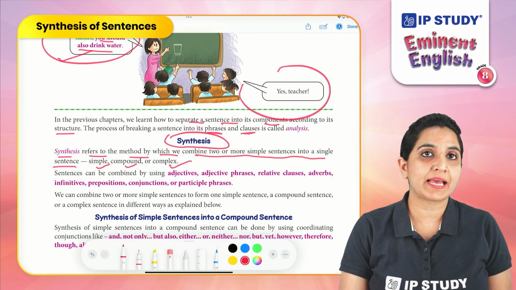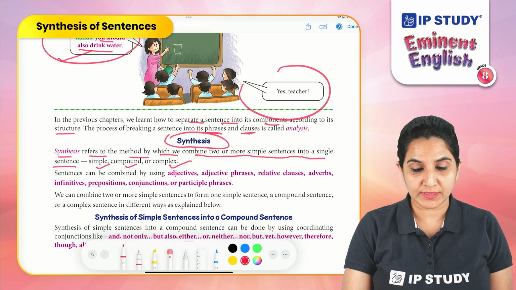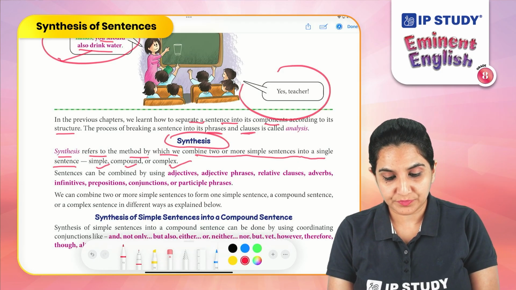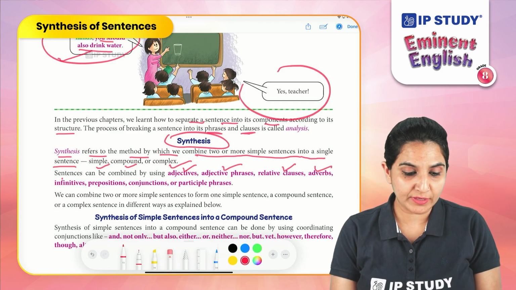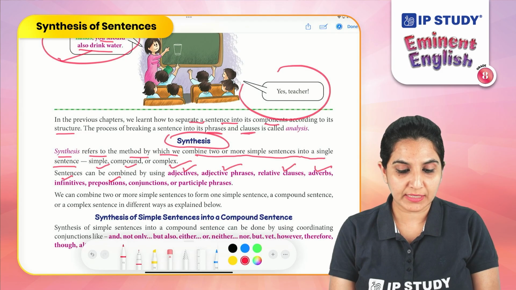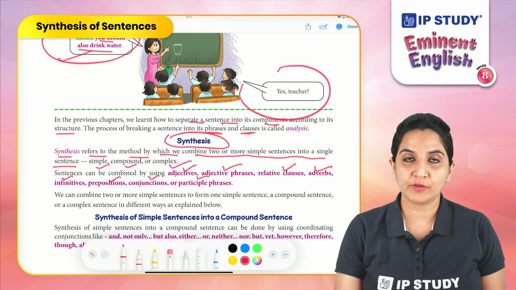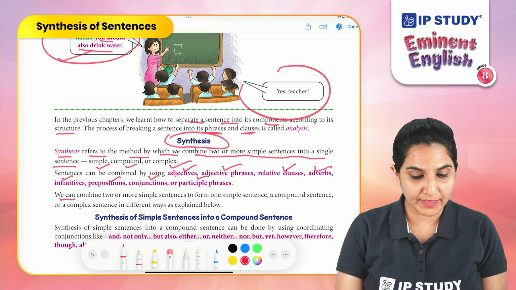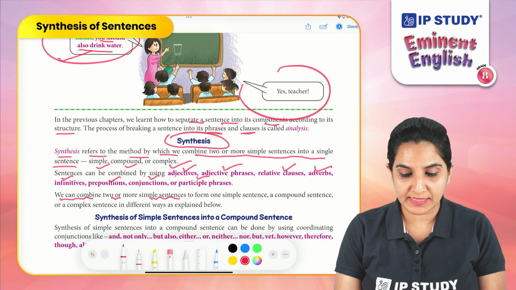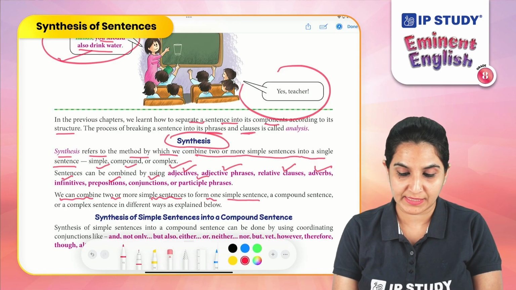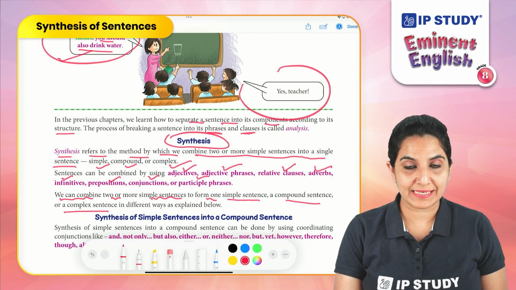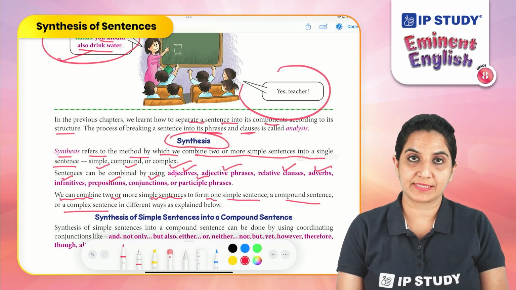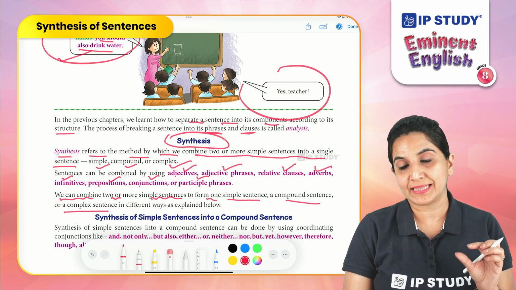Well, sentences can be combined by using adjectives, adjective phrases, relative clauses, adverbs, infinitives, prepositions, conjunctions or participle phrases. We can combine two or more simple sentences to form one simple sentence, a compound sentence or a complex sentence in different ways. Now, this is what we will learn in this lesson.